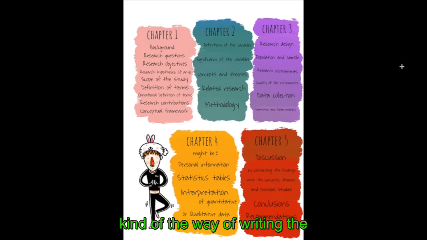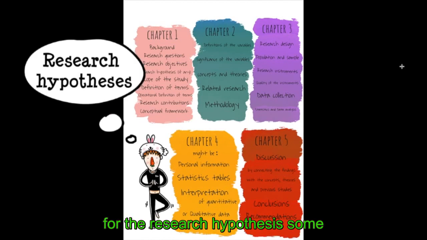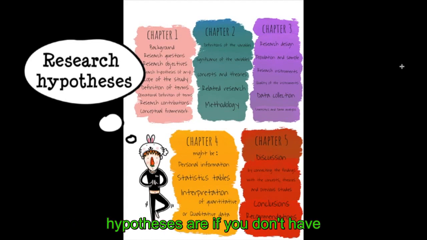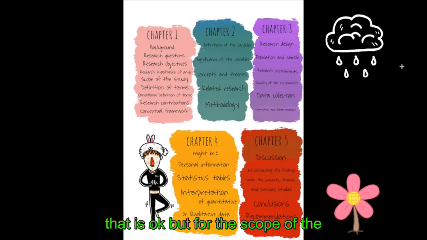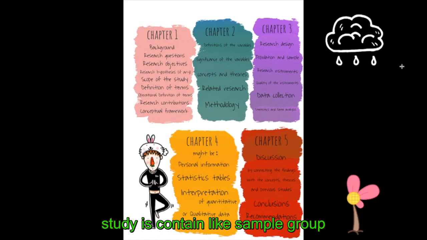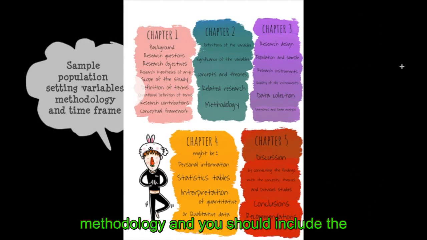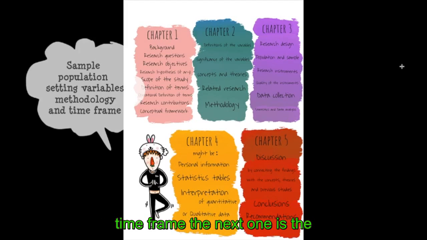The next one is the research hypothesis. For the research hypothesis, some people put that in chapter 2, but some of them put it in chapter 1. If you don't have a research hypothesis, it's okay. But the scope of the study contains sample groups, population, setting, variables, and methodology. And you should include the time frame.